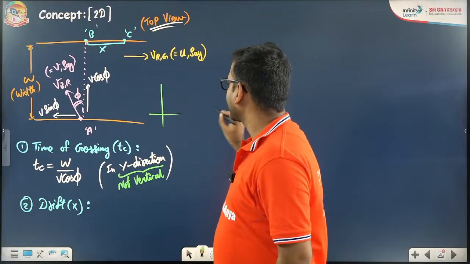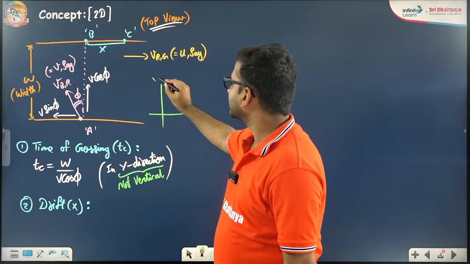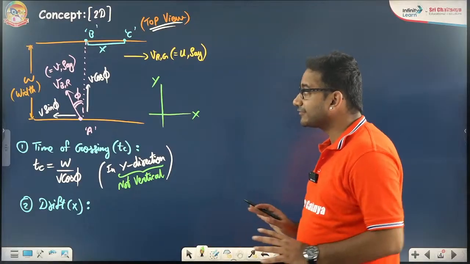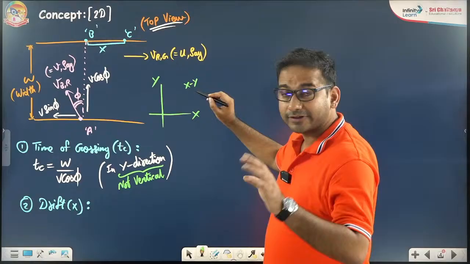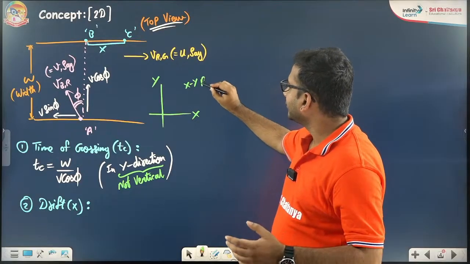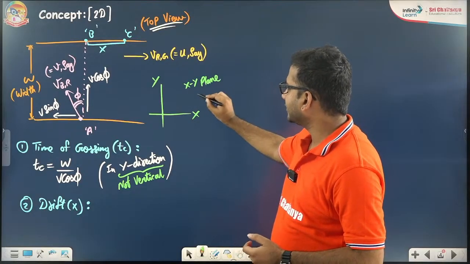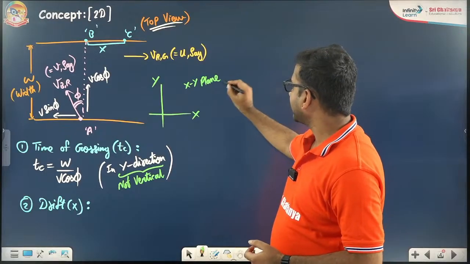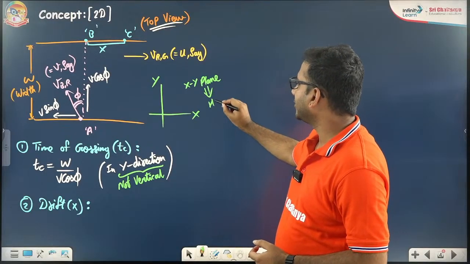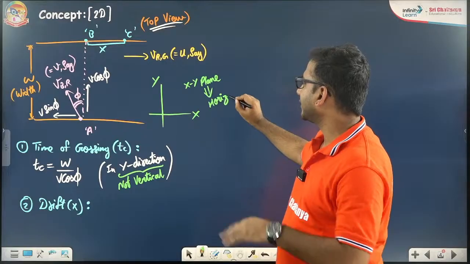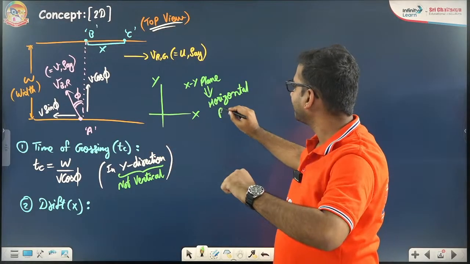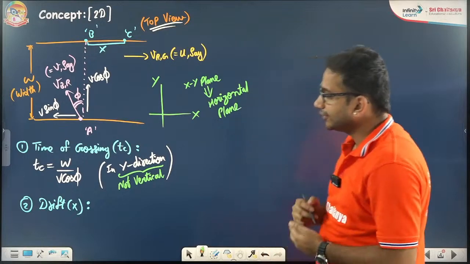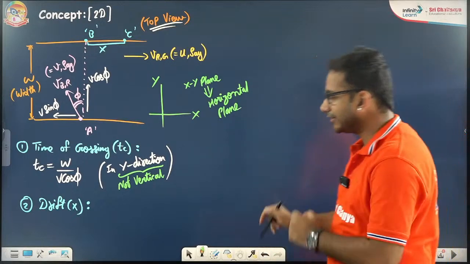So this is your x-axis, this is your y-axis, and none of them is vertical. This xy plane is basically the horizontal plane, because the entire motion is happening on the horizontal ground. Okay, so in the y-axis we have talked about it.